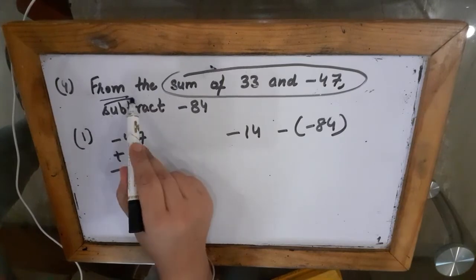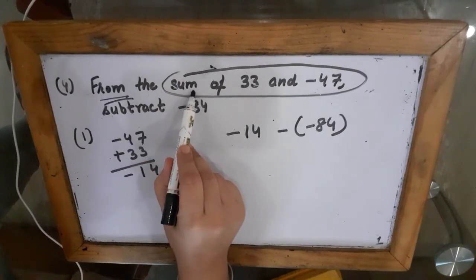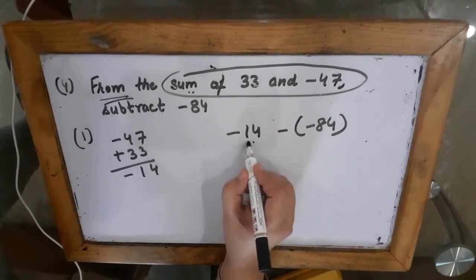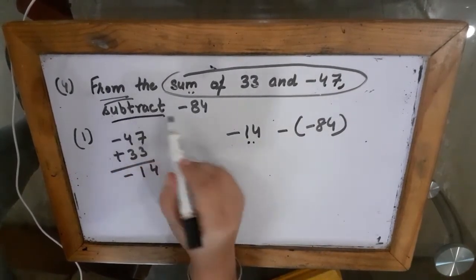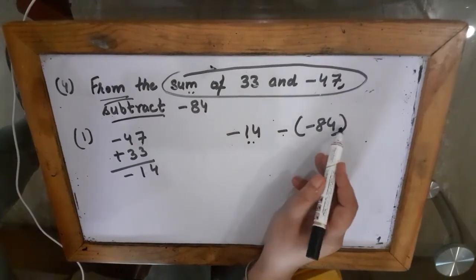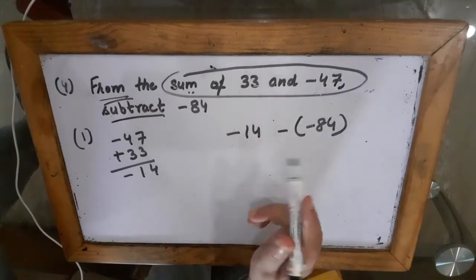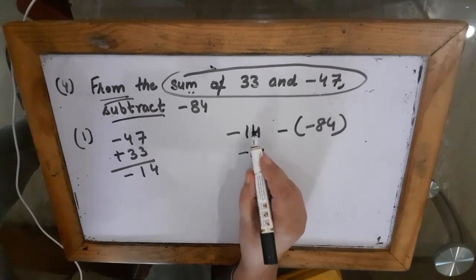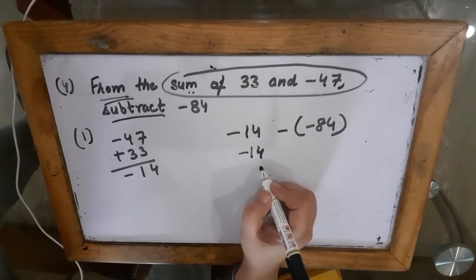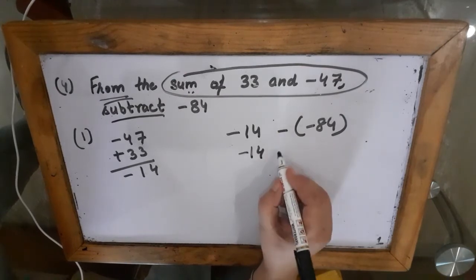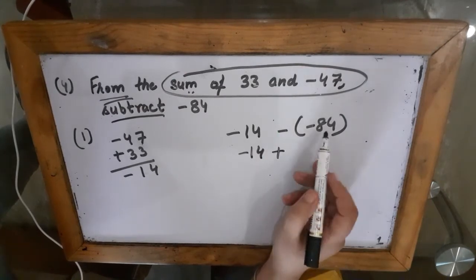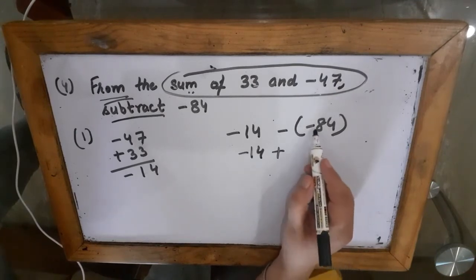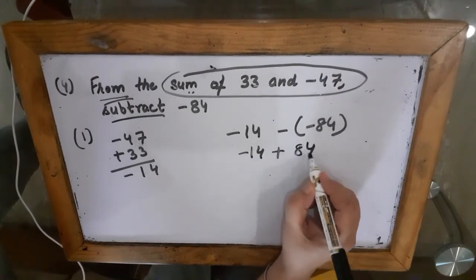So from the sum, whatever answer I get, I will keep it in the first place, because from this sum I have to subtract minus 84. Now how do we subtract? Leave the first number as it is. Change the sum of subtraction into addition, and change the sign of the second integer. So this is negative, so it will become positive.